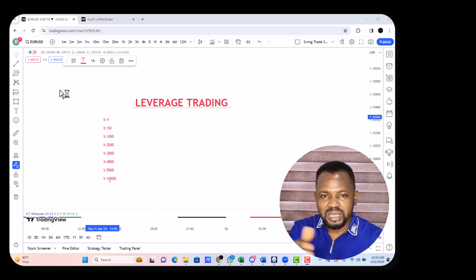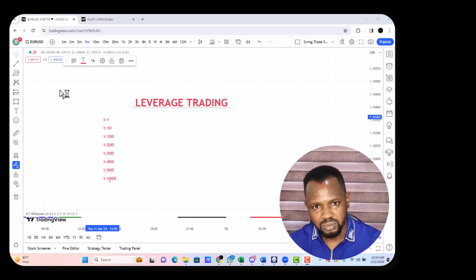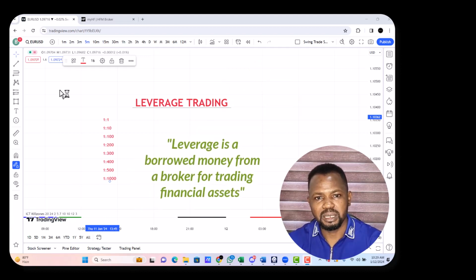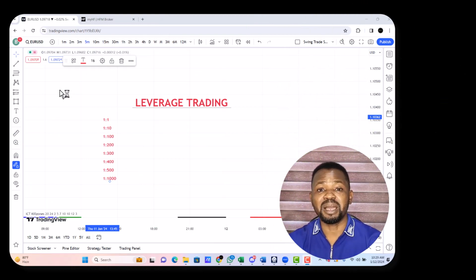Now let's move it down to forex and define it in forex terms. Leverage is simply borrowed money that the broker gives to traders. Just like when you want to access a loan in the bank, no bank gives you a loan without you giving them collateral. You need to give them something worth the money or more than the money before they can give you a loan.